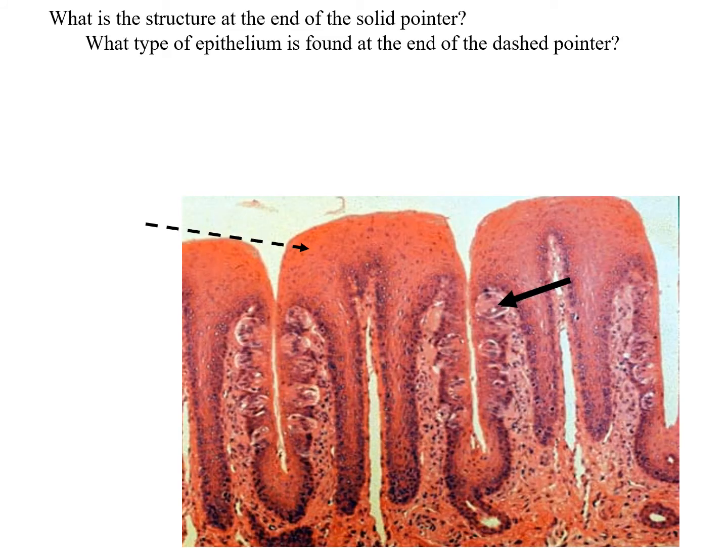The tongue. It is the tongue. What is at the end of the solid pointer? Taste buds. Correct. And what kind of epithelium is at the dashed pointer? Stratified squamous. Again, to withstand friction, to also have a high mitotic rate, to rejuvenate the cells that have been sloughed off when we eat.